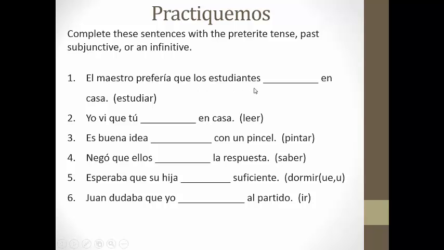Number 1 says, the teacher preferred that the students studied at home. Number 1, is there a subject change? Yes, teacher to students. 2, is this main clause verb weird? Preferred. Yes, it's someone's wish, want, desire. And then is it in the past? Preferred. Yes, that is an imperfect verb. So you need to put estudiar in the past subjunctive. That would be estudiaran. Please pause me and work on numbers 2 through 6, and then we'll review.